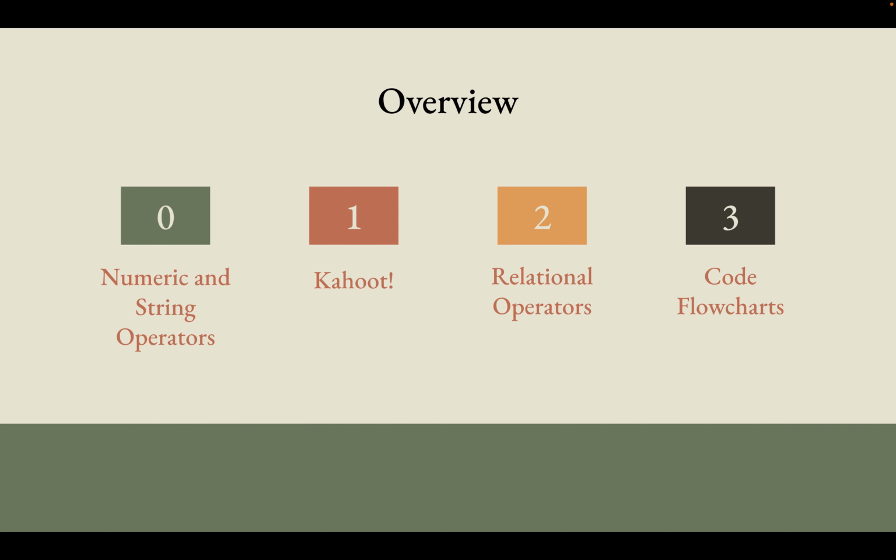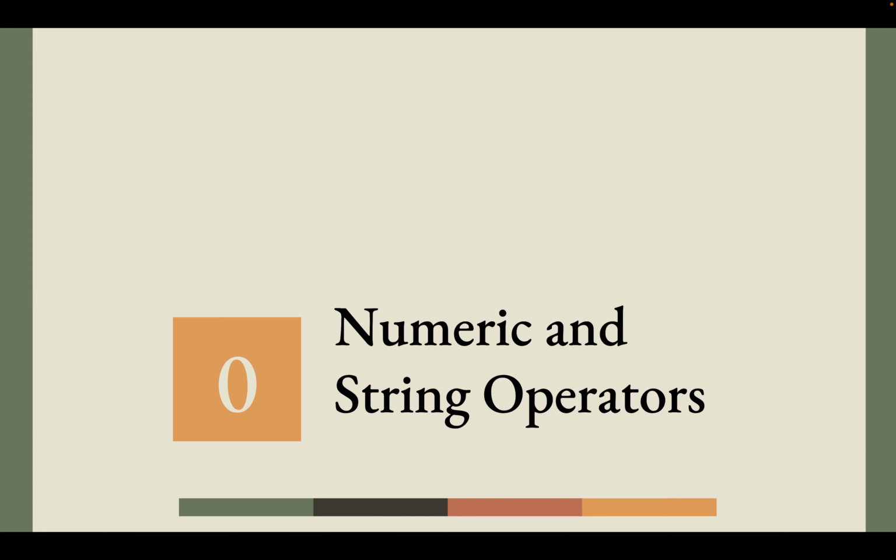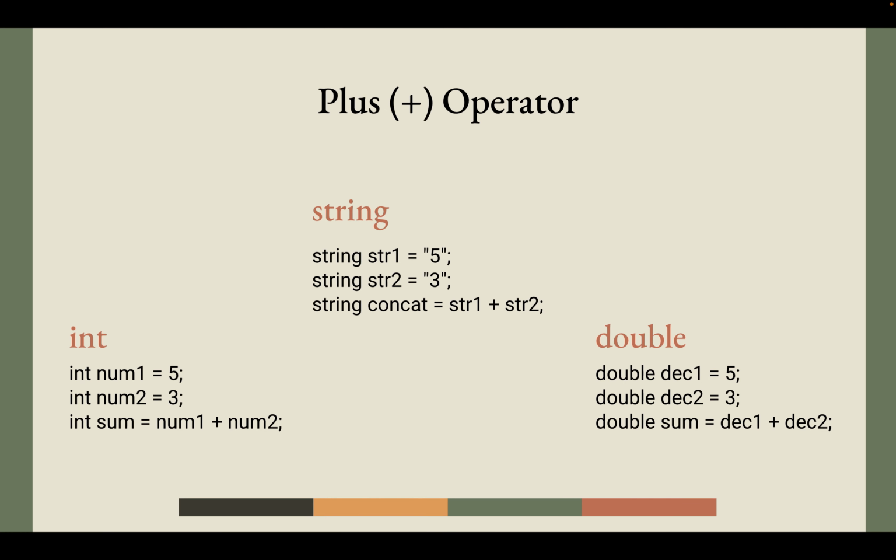All right, so overview for today's class. We covered numeric and string operators. Then we'll do a Kahoot. I'll show the Kahoot questions in this video. We'll go into relational operators and then finish off with code flowcharts. So starting off with numeric and string operators.